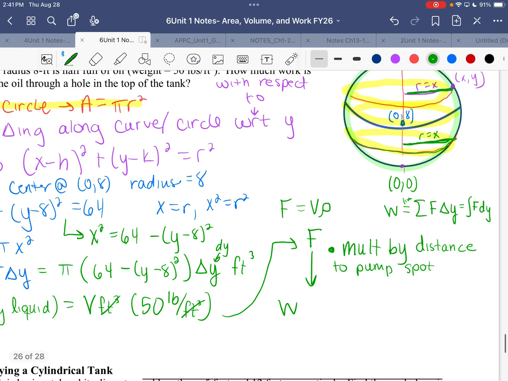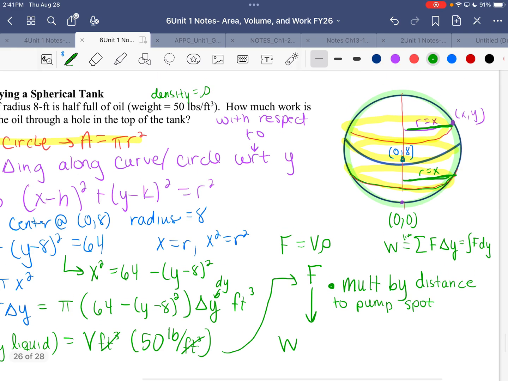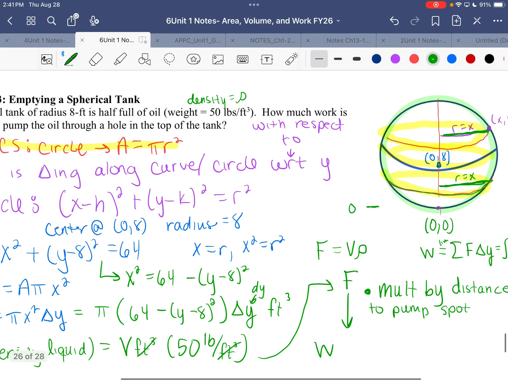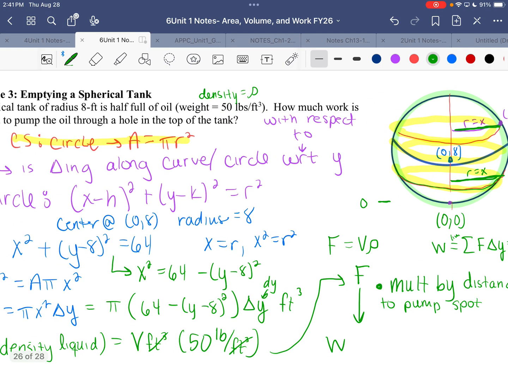So we're multiplying by the distance to the pump spot. We started out at 0. And where is the pump at? Through a hole at the top of the tank. So how high up is the pump? 16 feet.